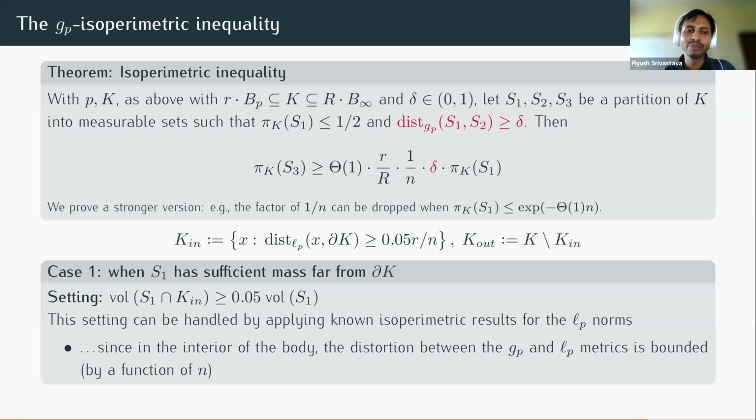It turns out that you can break into two cases. In one, there's a lot of mass of the S1 set sitting deep inside the body. If that happens, then the metric I wrote down and the L infinity metric are not really so far apart, because the distance to the boundary is not changing. You're very far inside the body, so all the distances are large and within a constant factor of each other. You can just think of it as an infinity metric. And there are any number of isoperimetric results; you can just plug in something from the literature.